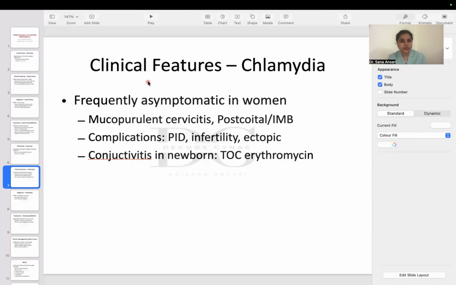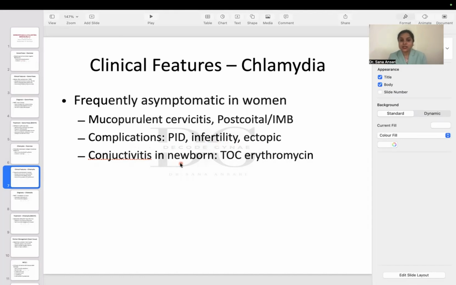Coming to the clinical features, mostly asymptomatic but can cause mucopurulent cervicitis, postcoital and intermenstrual bleeding. Now, why I am telling you these cervicitis, postcoital bleeding or intermenstrual bleeding? Because the questions usually come in the form of the presentation. Patient has come with cervicitis, patient has come with postcoital bleeding, and you have to identify the organism. Complications include PID and in long term can cause infertility or ectopic pregnancies.